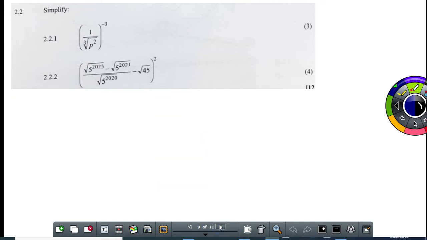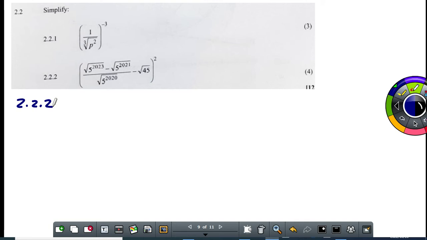Then the second one now. It looks scary the first time you see it, but you just have to go back to the basics. Okay? So we have got a fraction here with exponential terms, both in the numerator and denominator. Then we've got a minus square root of 45 there, and the whole thing is squared. Obviously, you have to simplify what's inside the brackets. So my suggestion here is, because the first term in the bracket has got exponential terms that are being subtracted, take out a common factor. Okay, so how do you take out the common factor?